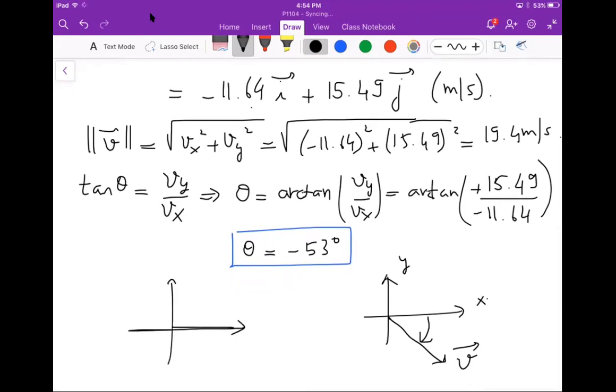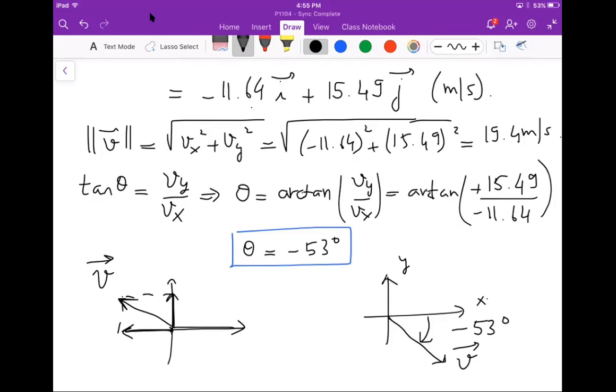It has a negative x component, which means that it's pointing in the opposite direction with respect to x, right? So this is Vx basically, and Vy is positive, which means Vy is pointing upward. So we can deduce that the vector V should be pointing in this direction. This is our vector V at the time t equals 5 seconds. So actually this angle, minus 53 given by this tangent, is not correct.